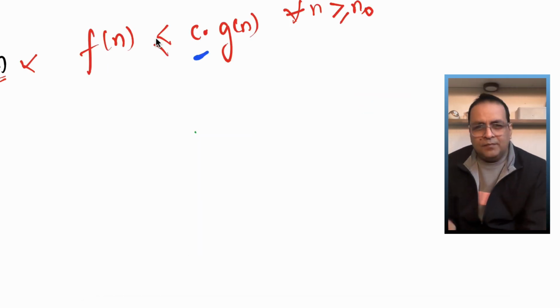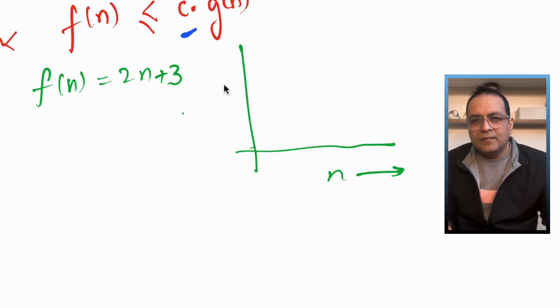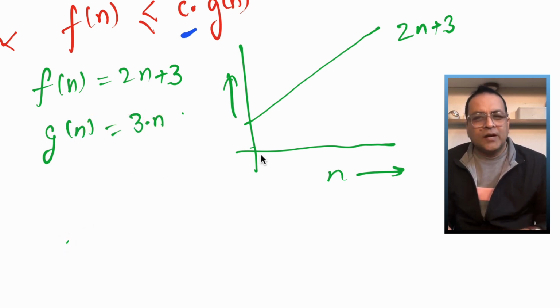Let us take an example. Let us say that the function f(n) is equal to 2n plus 3. So the graph of f(n) will be something like this. This is n and this is f(n), and the graph will be like this. So this is 2n plus 3. If I take another function g(n) and I say that g(n) is 3 into n, the graph of g(n) will start from probably 0, 0.